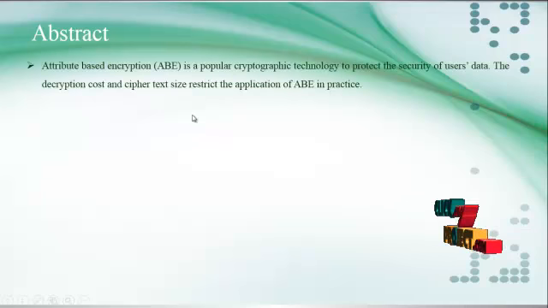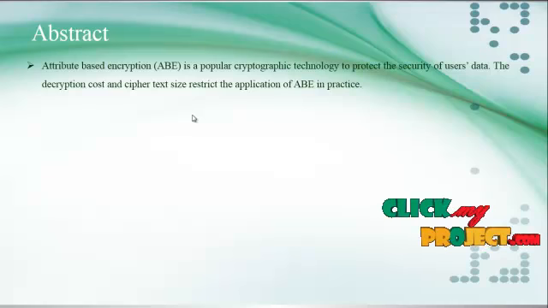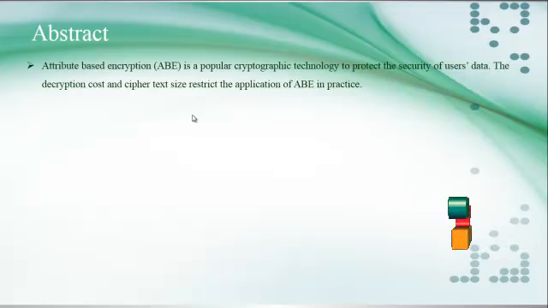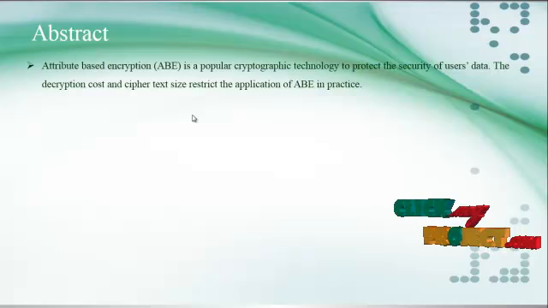Okay, so this is our abstract for the full verifiability of outsourced decryption in cloud computing through attribute-based encryption. Attribute-based encryption (ABE) is a popular cryptographic technology to protect the security of users' data. The decryption cost and ciphertext size restrict the applications of attribute-based encryption in practice. So here we are dividing into two different types of cryptographic process: one is ABE, attribute-based encryption, and one is the ECC, elliptic curve cryptography based process.